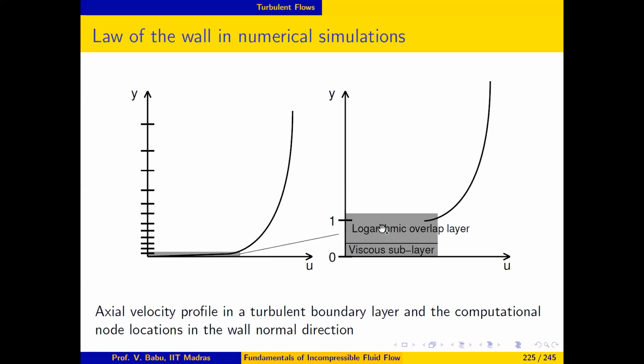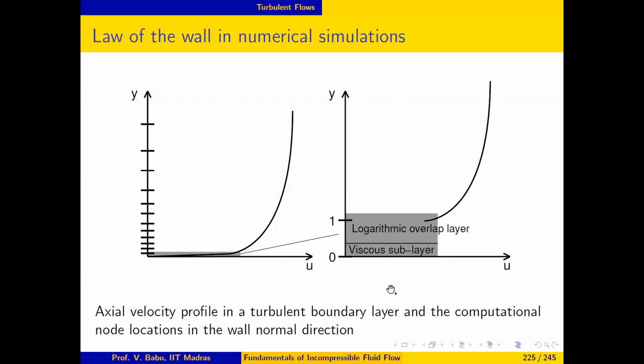It could either be the logarithmic overlap layer, or it's also possible that it falls within the viscous sublayer, or it could fall within the buffer layer. That is possible. So we make sure that it falls inside this region where there is a universal behavior and the velocity profile is given by the law of the wall.